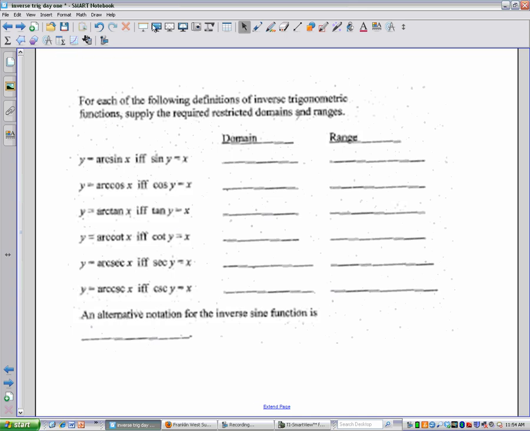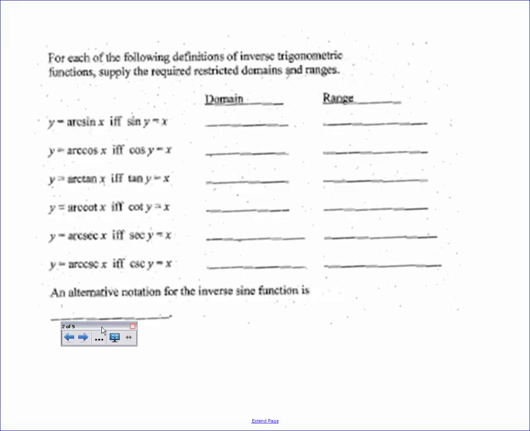So where were we? Oh, we were going to look at what this all means. So y equals the arcsine of x if and only if the sine of y is equal to x. So this is the notation that we use. So the domain, which is the possible x values, is from -1 to 1. And that's the output. The output of the sine function goes from -1 to 1. The range on the sine function has to go from -π/2 to π/2.